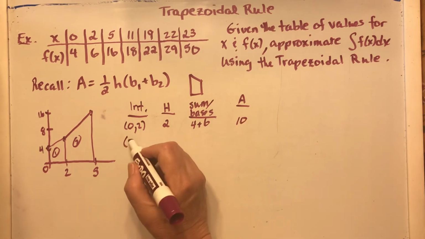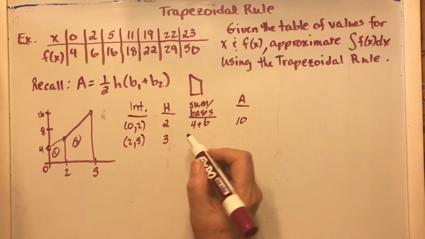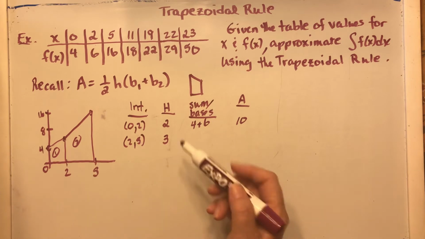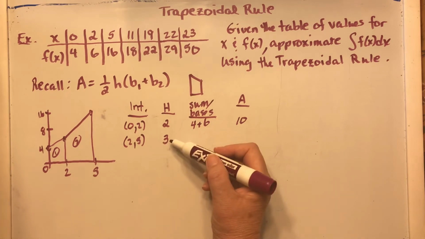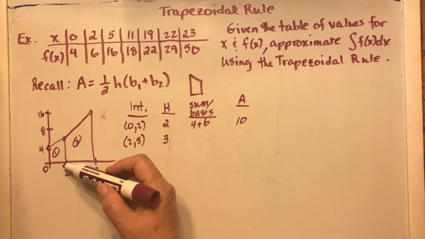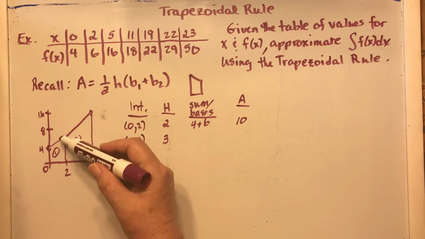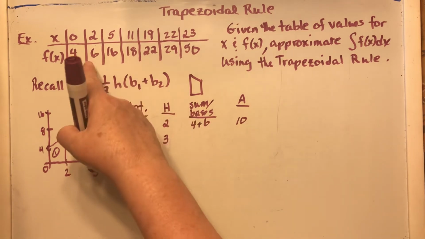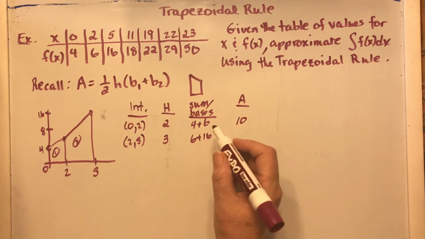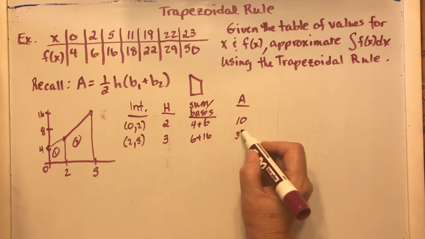Our second interval goes from 2 to 5. Well, now that distance is 3. So just like with the Riemann sum, these x values do not have to be equidistant. They don't have to be the same distance apart. All right, so for this interval, our bases are the y values at 2 and at 5. So that's going to be 6 and 16. And we can see that from the chart. 6 plus 16. So now we're taking half of 3 times 22, and that's going to be 33.